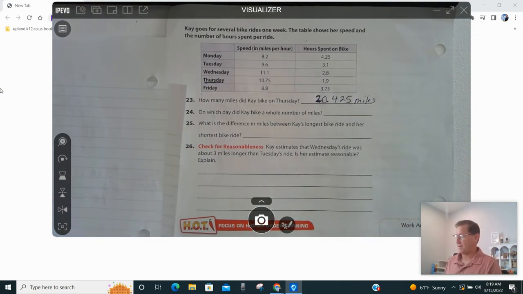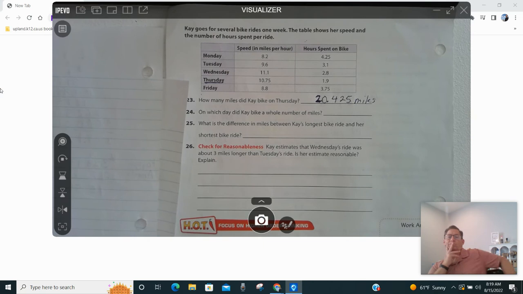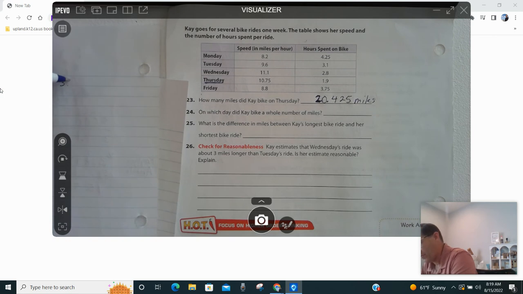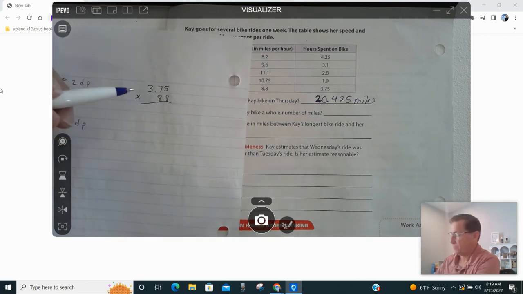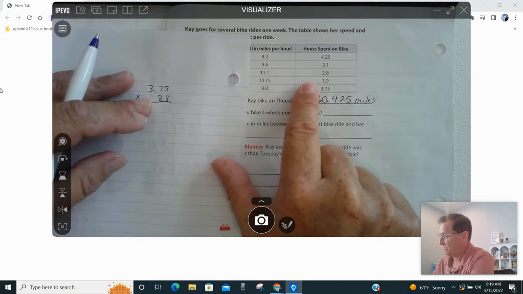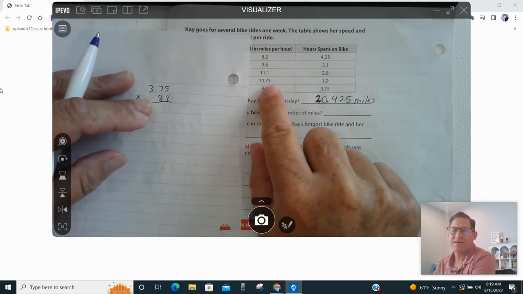On which day did Kay bike a whole number of miles? I think Friday. Let me try Friday. 3.75 times 8.8. This is kind of just guess and check. But I can also look here and say 10 times 1 is 10. 9 times 75 hundredths. I don't think that's going to be a whole number.